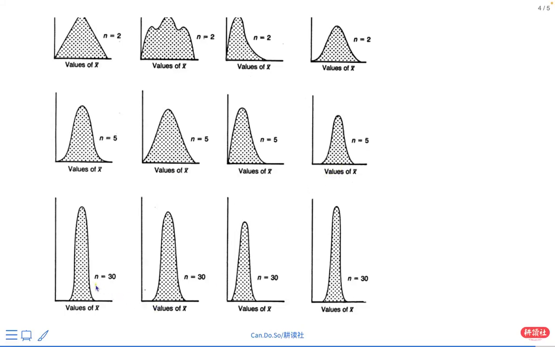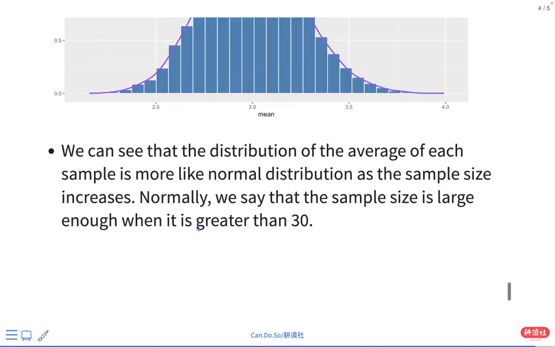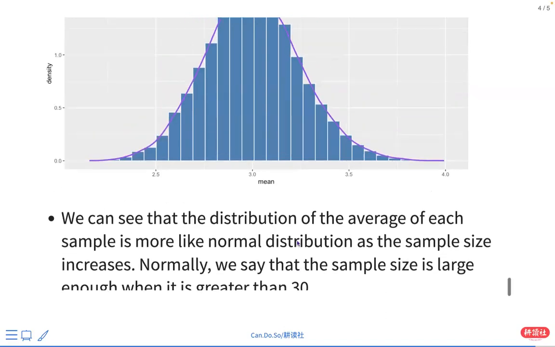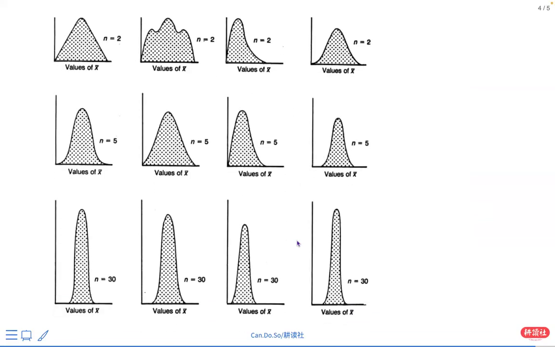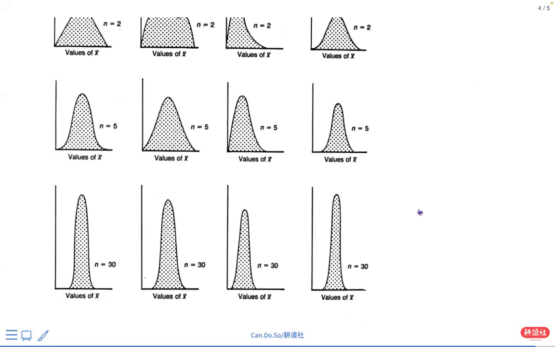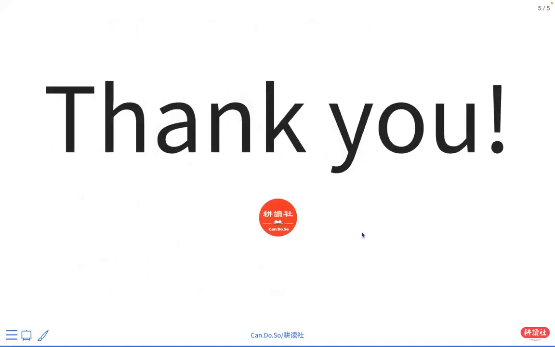If we continue to increase to 30, almost every distribution becomes a normal distribution. That's why we say the sample size is large enough when it is greater than 30, then the sampling distribution will be a normal distribution. Okay, I think that gets the idea.